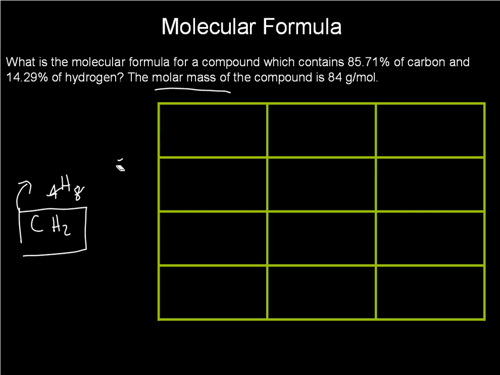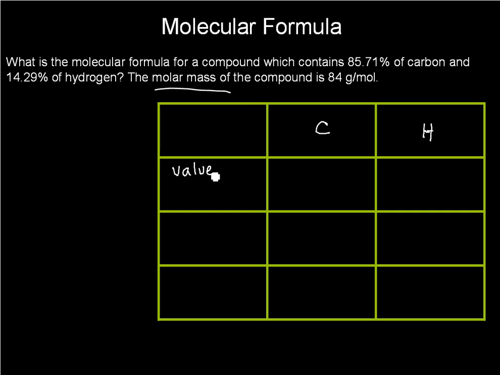So, which are the elements that are present in the compound? Carbon and hydrogen. So I'm going to put carbon here and hydrogen here. Yes? We're going to follow the same steps first for calculating the empirical formula because we need that first. So the values that we are going to put at the top here are the percentages. Exactly. 85.71 and 14.29, which is the mass of carbon.